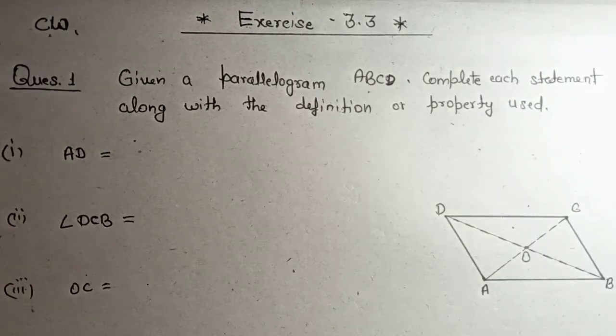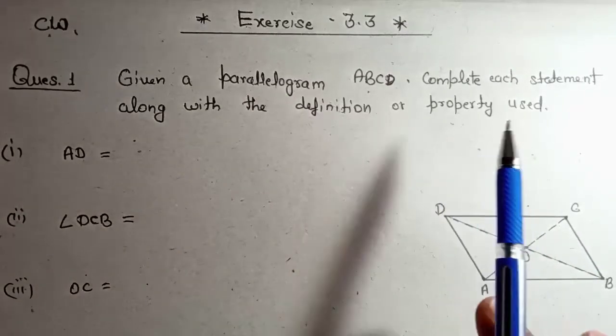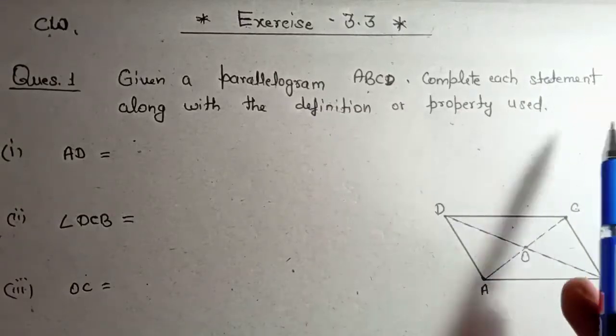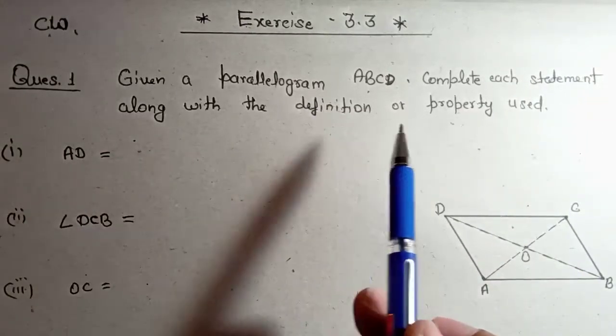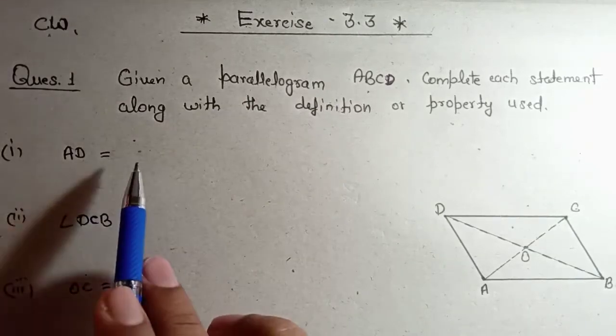Today in this exercise 3.3 we will discuss some important questions based on quadrilaterals. So in our classwork our first question is, given a parallelogram, you can see that's a parallelogram ABCD. We have to complete each statement along with the definition or property used. You can see here it is written AD is equal to what?